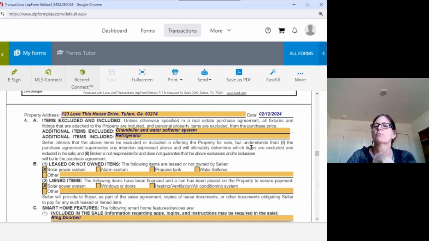And at the same time, we're there to do what the seller wants us to do to best represent them and their intentions. And so we want to make sure that we're getting these into the purchase agreement.